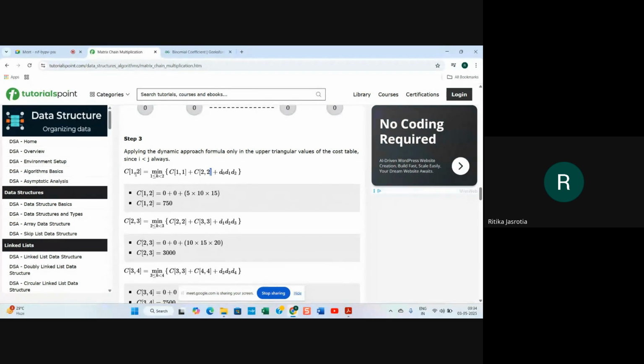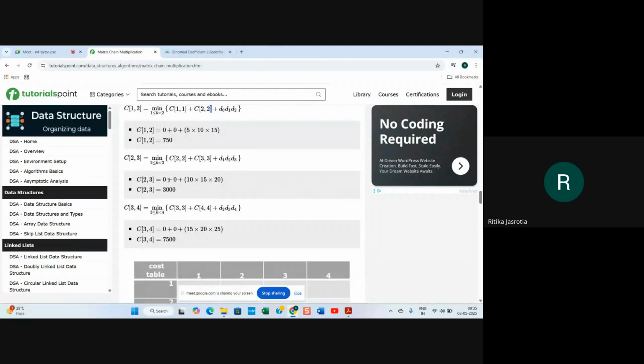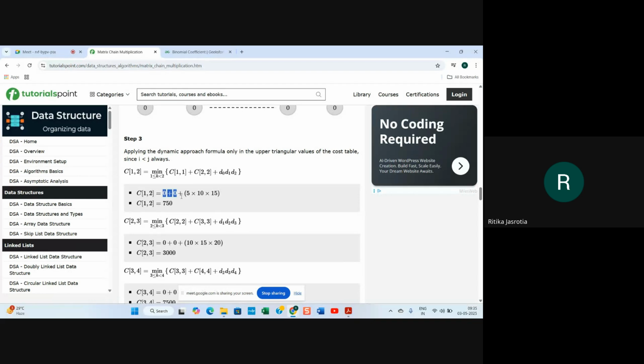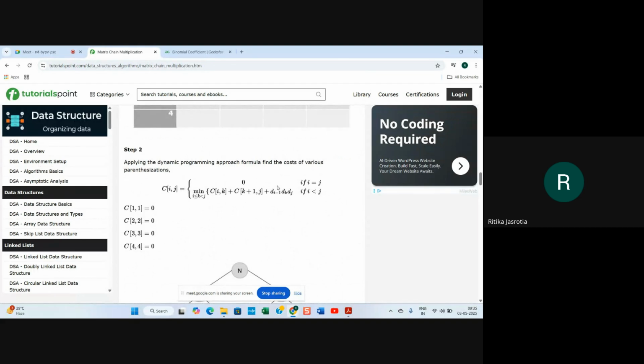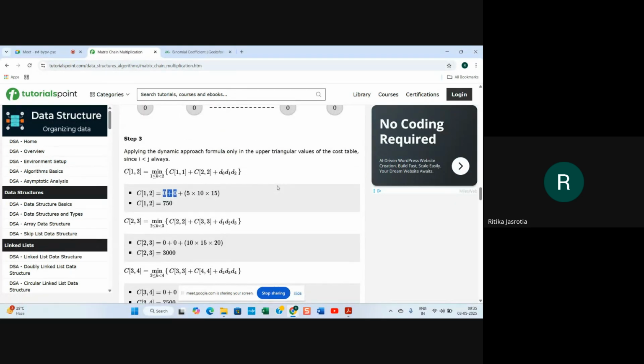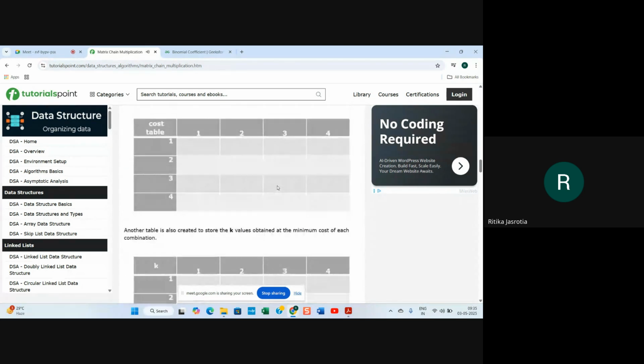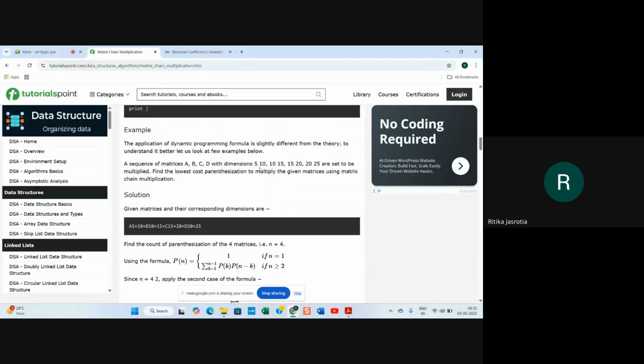Now what is the value of C12? We have already seen C11 is 0, C22 is 0, so we have kept 0 plus 0 plus, now D0, D1, D2, right? What are these values? D0, D1, D2 are 5, 10 and 15.